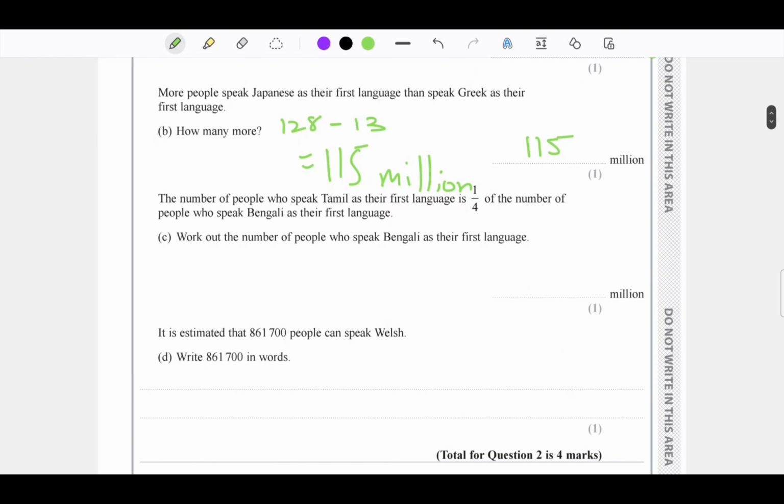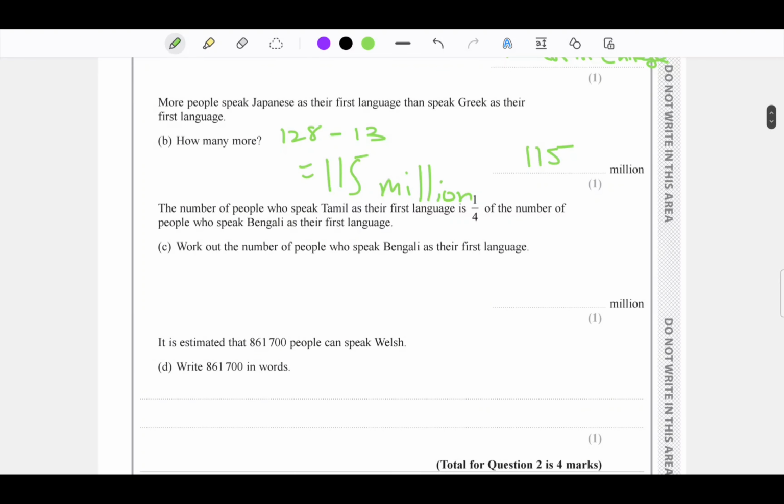For 2C, the number of people who speak Tamil as their first language is a quarter of the number of people who speak Bengali as their first language. Work out the number of people who speak Bengali as their first language. So we know that Tamil, 75 million people, equals a quarter of people who speak Bengali, which is 0.25. So what is one whole? One whole of Bengali speaking people as their first language. This will be 1 divided by 0.25 multiplied by 75. Our answer will be 300 million. Just do all this in a calculator.